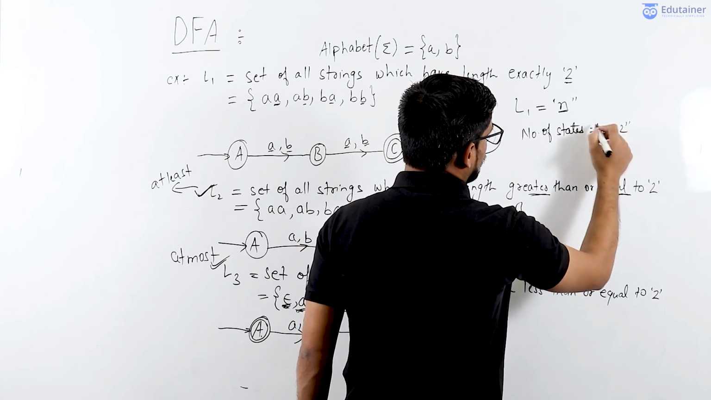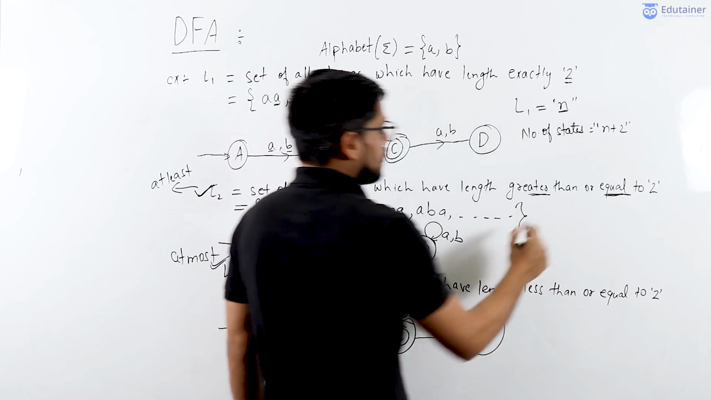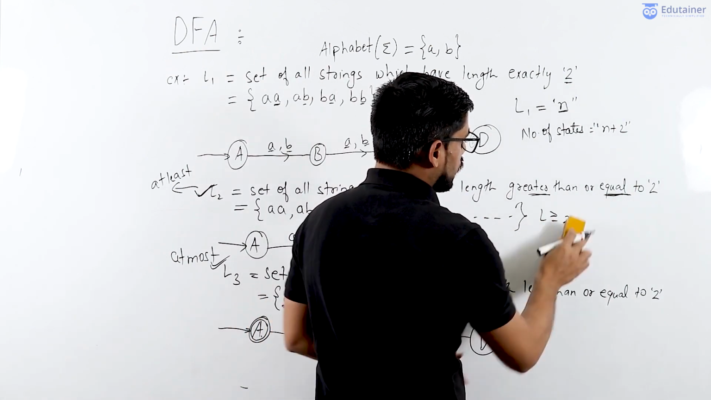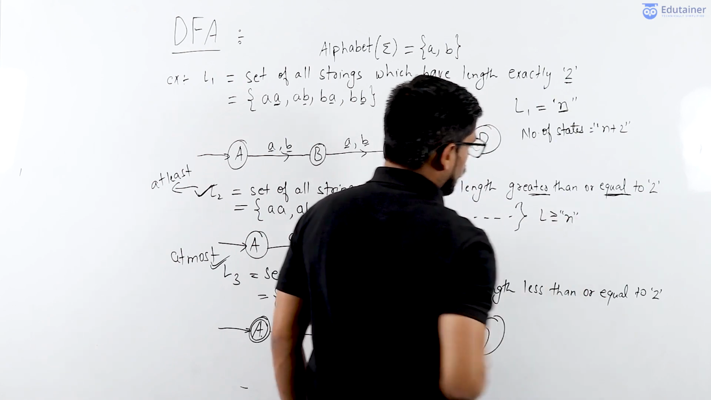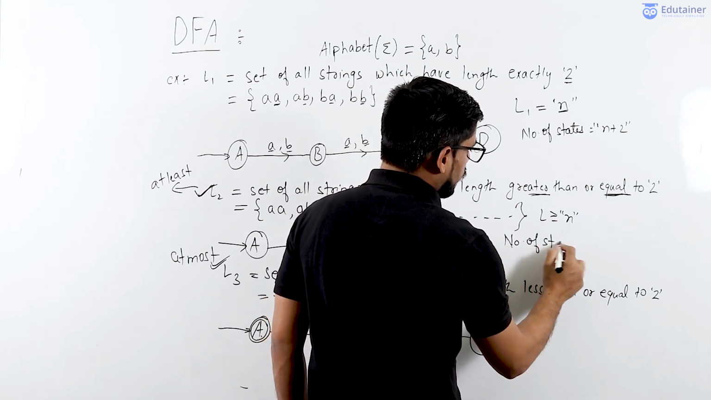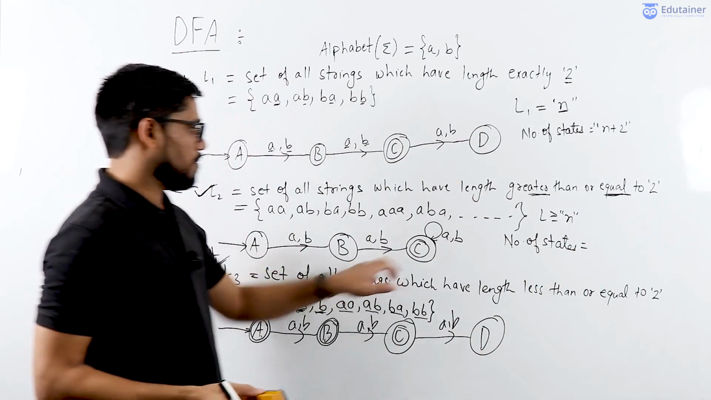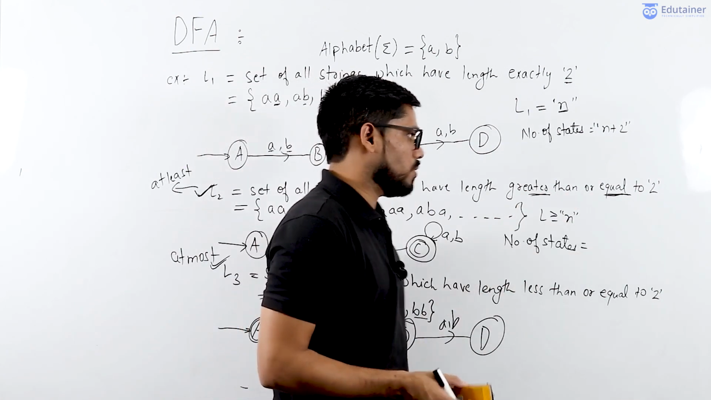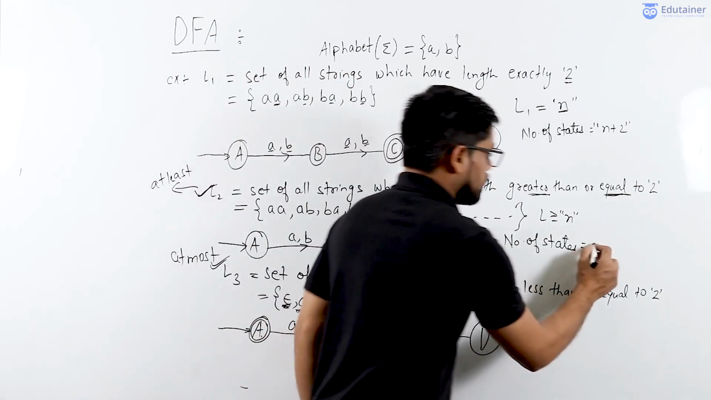So remember this. This will be very important for the GATE exam. Now for length greater than or equal to 2, let's say for length greater than or equal to n, what will be the number of states? Count here, 1, 2, 3. So there are a total of 3 states present for length greater than or equal to 2. So what about length greater than or equal to n? It is n plus 1.